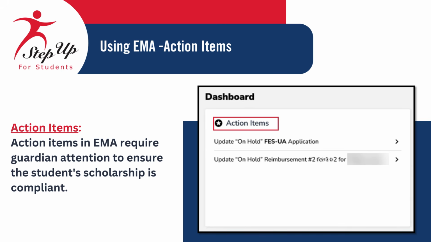EMA now includes some updates designed to make the parent experience easier to navigate. 2 key sections families will notice are Action Items and My Students. These areas help families quickly identify what needs attention and where to go to review student information. These improvements are meant to make the process more organized and user-friendly.